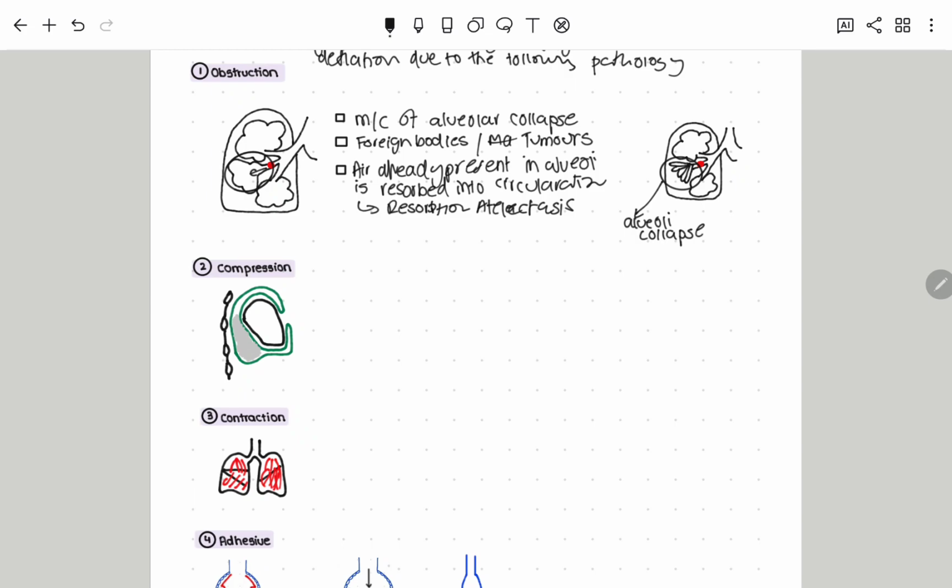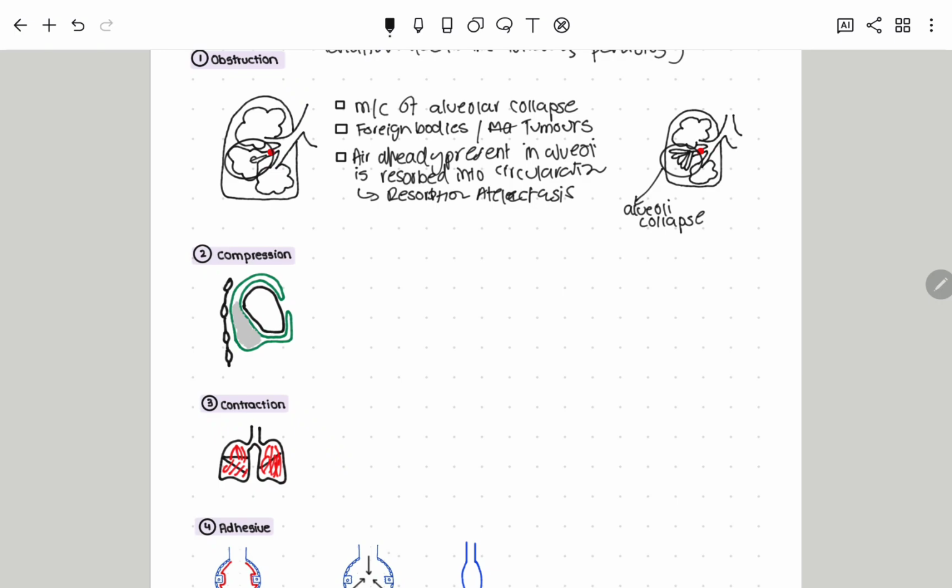And so once again, the causes of obstruction can simply be any foreign body. It can be a tumor, or in some cases, in the cases of patients who have COPD, for example, mucus plugs forming can also be a reason.